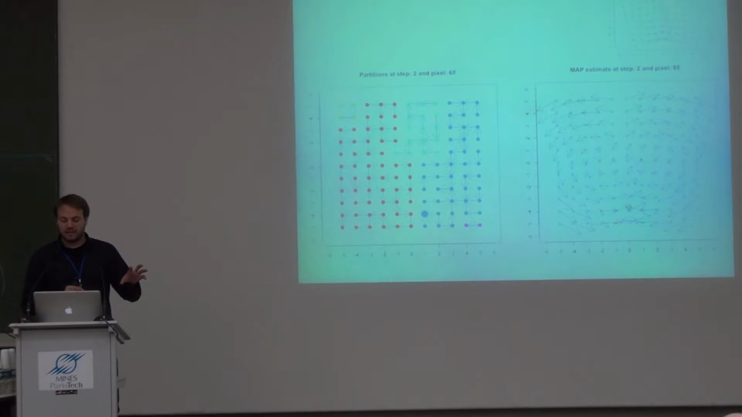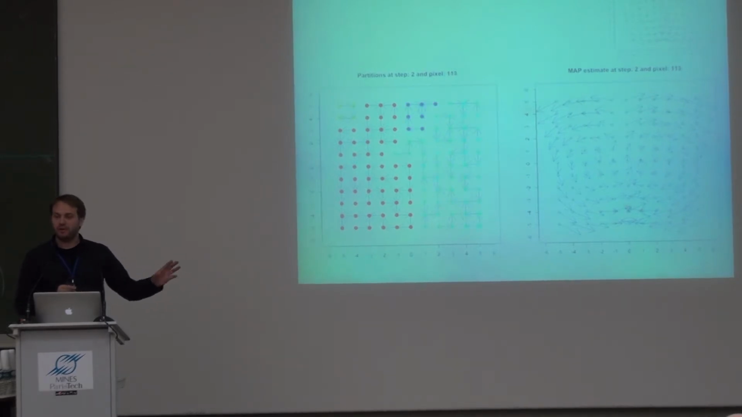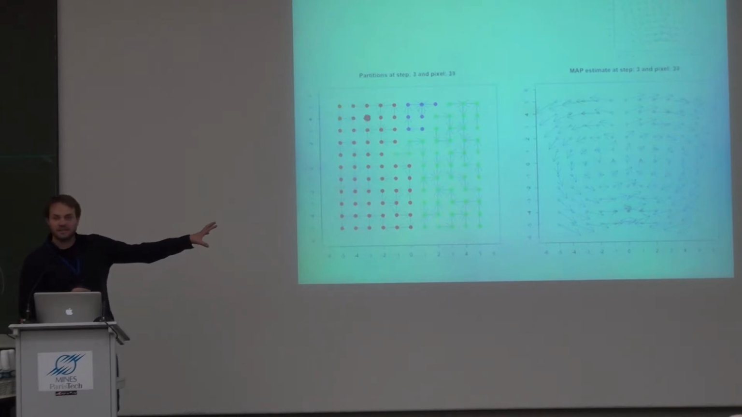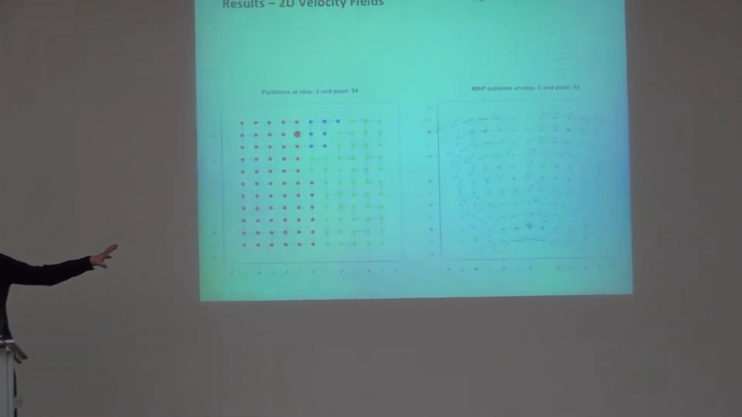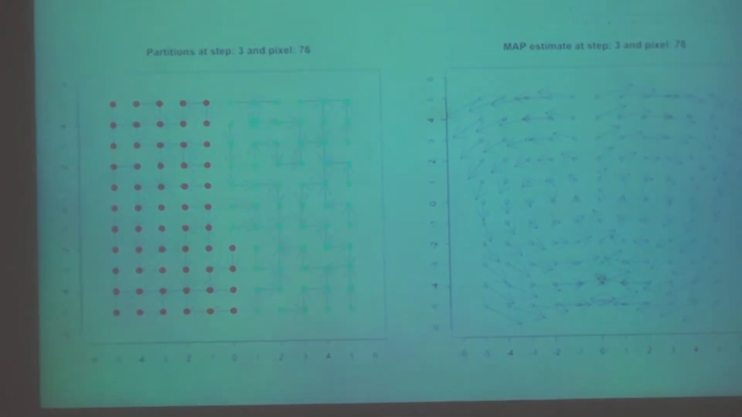And the color, if it's the same color, they belong to the same partition. And on the right, you see a maximum a posteriori of deformation. So the links on the left and the links on the right are not the same links. The right are deformations, and the left are the links between voxels.